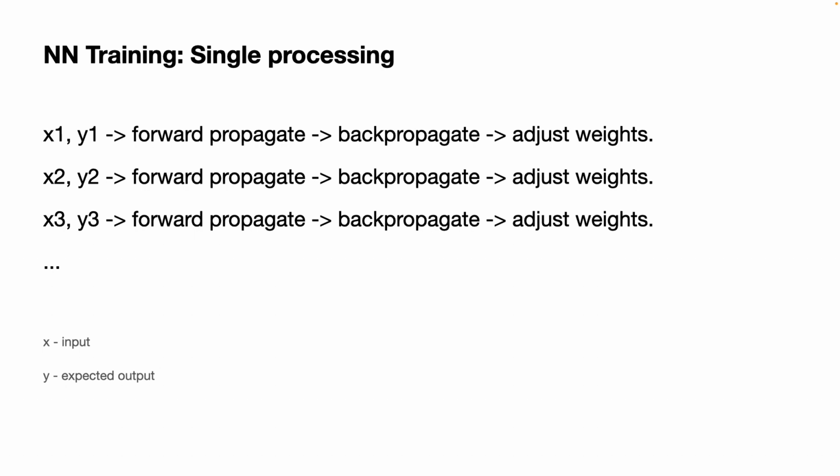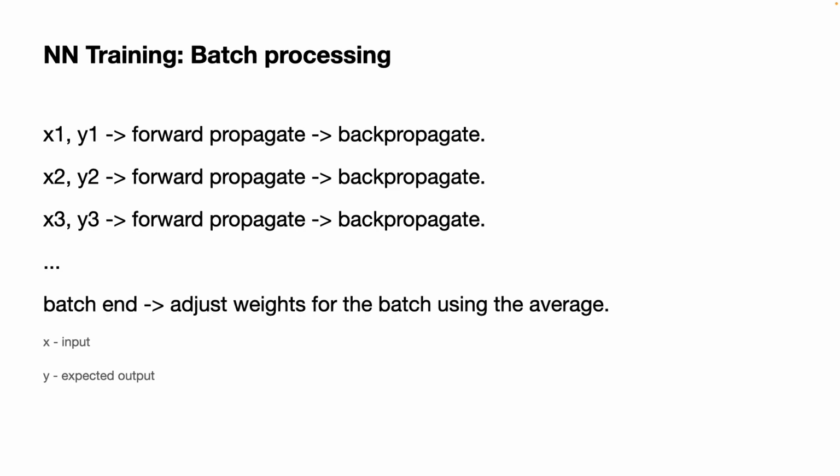We have to slightly change how we train the network. We used to do it one by one, so each time we entered a set of data and expected value, we immediately adjusted the weights. This approach does not work well with large datasets. Therefore, we will use a batch processing way of training the neural network.